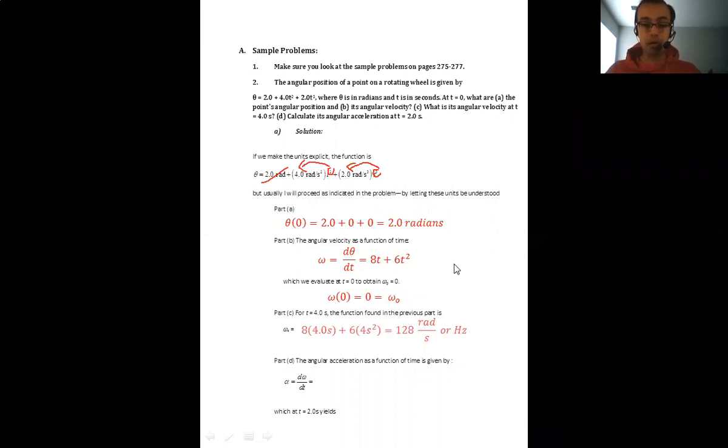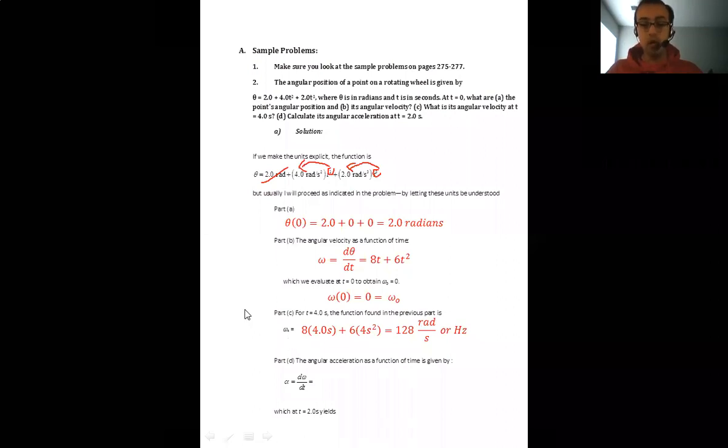At t equals 4 seconds, all we have to do is plug in 4 seconds. 8 times 4 plus 6 times 4 squared is 128 radians per second, or hertz. And trust me, the units do in fact work out here. I didn't work it out, but take my word for it, or work it out on your own if you really want to. But the angular velocity is 128 radians per second at t equals 4.